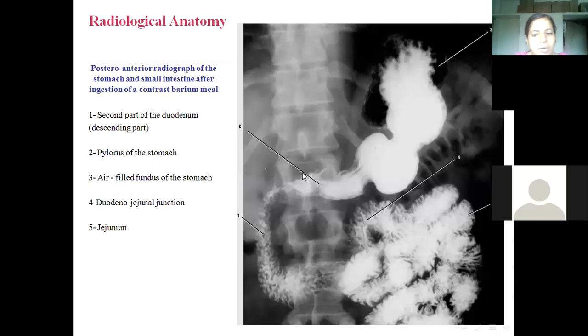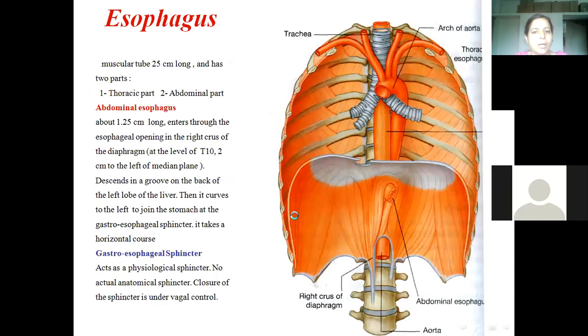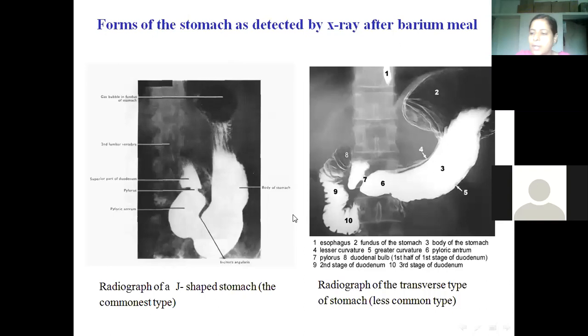So this is all radiological anatomy. To continue, the barium meal has also entered the small intestine. This is completely duodenum. These are the jejunal coils. This is the duodenojejunal flexure. So that finishes the stomach.